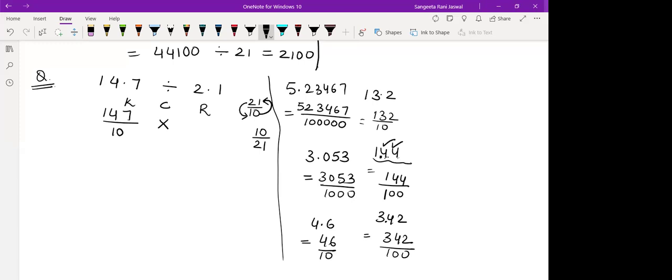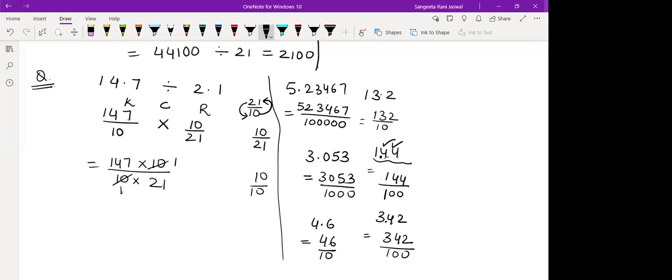Okay, so in fraction form it was like this, and when we took the reciprocal, now it is 10 by 21. You get it? Now I can cancel 10 and 10 here. Why? Because this is 10 by 10. This is 147 into 10 and this is 10 into 21. So can I cancel this because they both are in the numerator and denominator? 10 ones are 10 and 10 ones are 10.